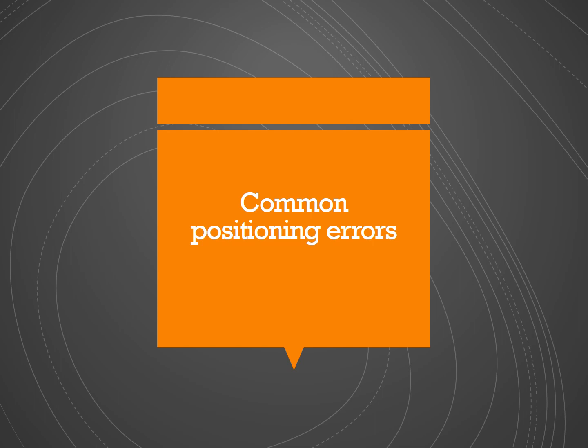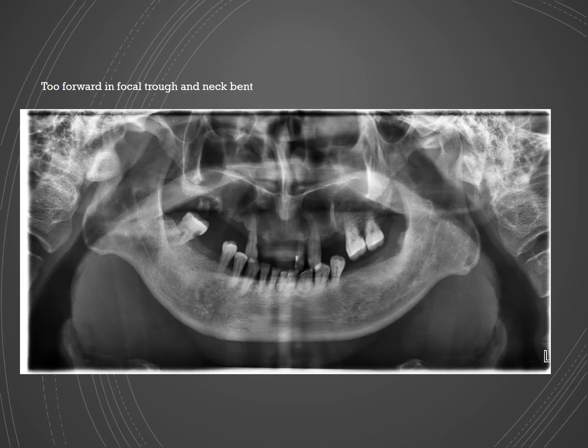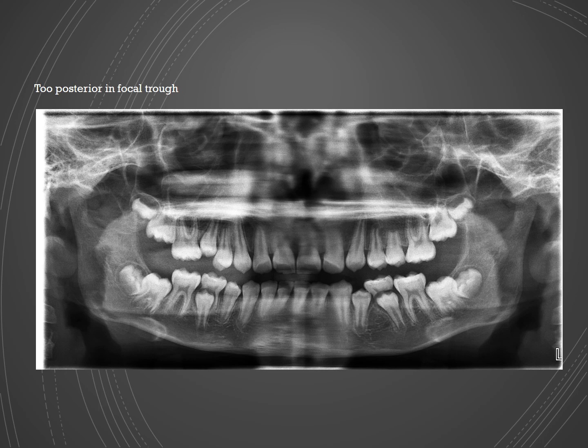Now, let us look at some common positioning errors. If the patient is placed too forward in the focal trough and the neck is bent, you might get an exaggerated smile line and the gonial angles pop out like this, and this image is not very diagnostic. If your patient is positioned too posteriorly in the focal trough, you get these flattened out, fattened teeth in the center, and the smile line of the panoramic is just flattened.